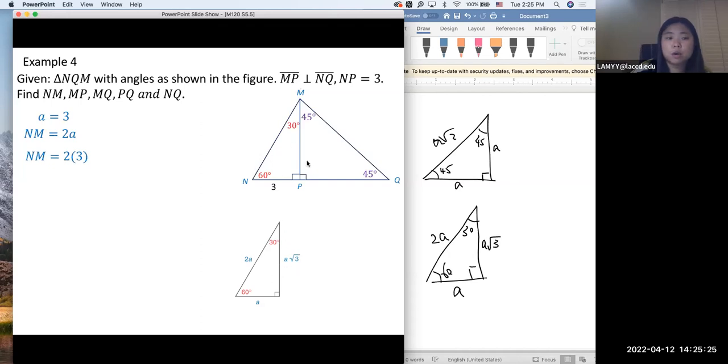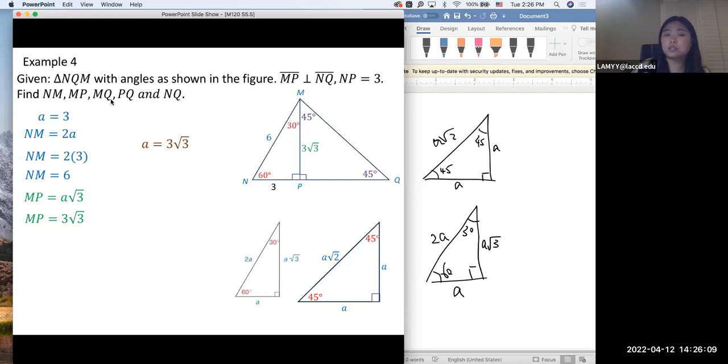Now figure out MP. Okay, MP. So MP equal to A square root 3. So your A is equal to 3, so that will be 3 square root 3. Do you guys get that? Okay, right, so far? Okay, now, you know this side? Look at the 45, 45, 90 degree. So this is gonna be equal to your A here. So A for this triangle, the 45, 45, 90 degree, is equal to 3 square root 3.